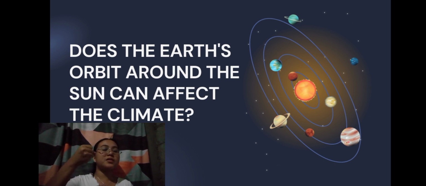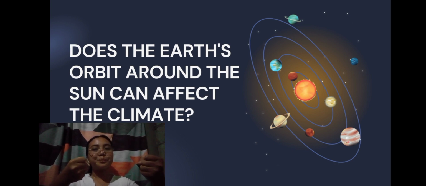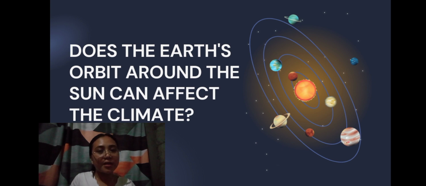For example, this is the Sun and this is the Earth. If Earth is closer to the Sun, the Earth receives more solar radiation, which can lead to warmer temperatures. And when the Earth is farther from the Sun, the Earth receives less solar radiation, which can lead to cooler temperatures. Yes. So that's why the Earth's orbit around the Sun can affect the climate.